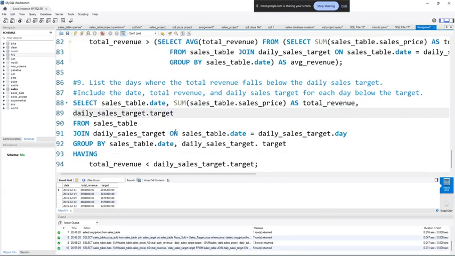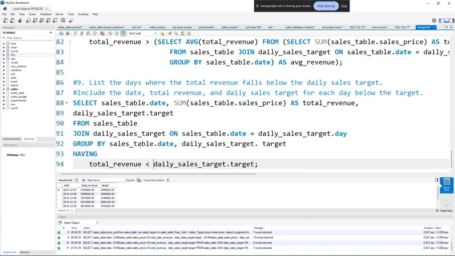Then what is my condition? My condition is that the revenue I'm getting must be less than the daily sales target. That is all. In that one, 7 days out of 13 days satisfy this condition. So for the remaining 6 days, the revenue was greater than the target. But for 7 days, they didn't meet the target.